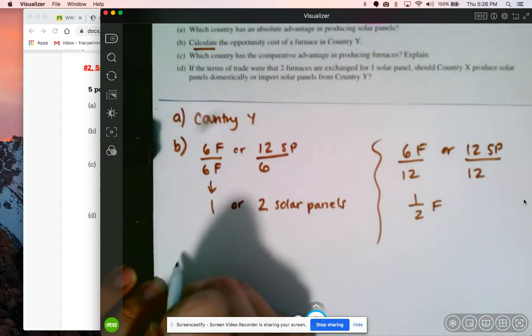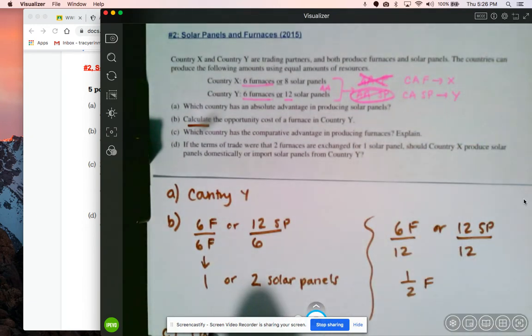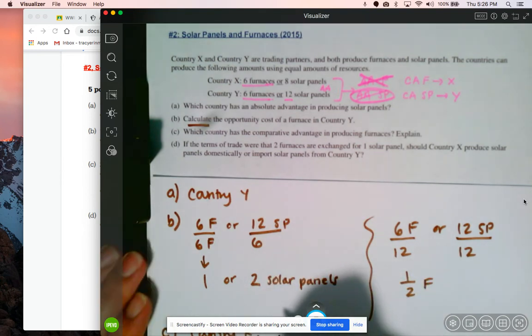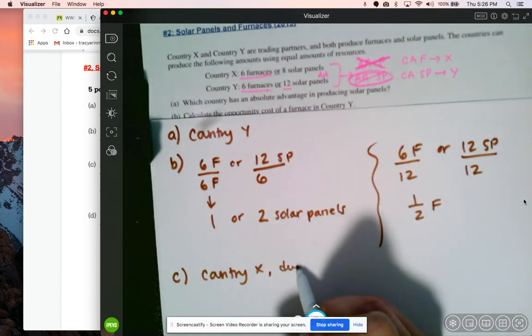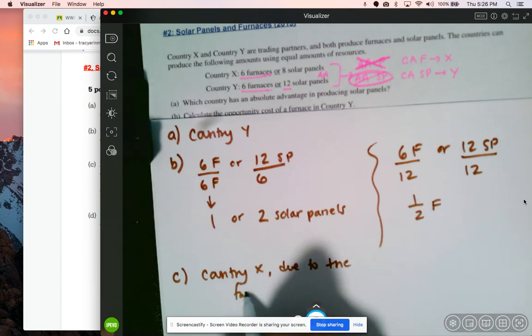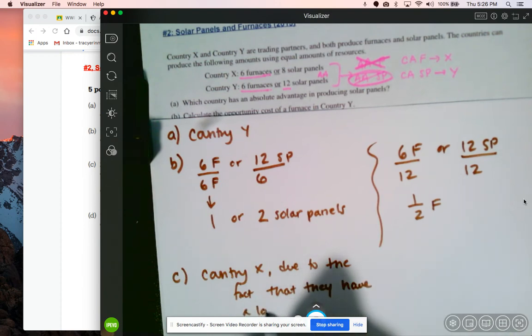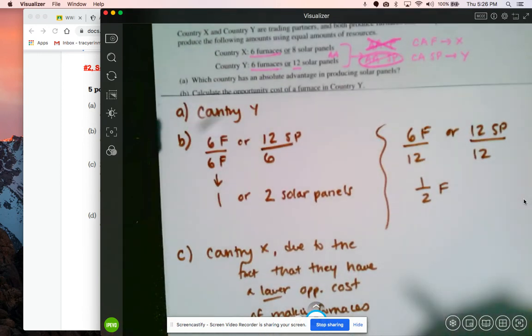Okay, C. Which country has a comparative advantage in furnaces? We already figured that out. It's country X. And when you're having to explain this, it's always in terms of opportunity costs. So I would say something like country X, due to the fact that they have a lower opportunity cost. Don't abbreviate on your exam. We only lose 8 solar panels if they make the furnaces. We lose 12 if country Y makes them, and that's no good.